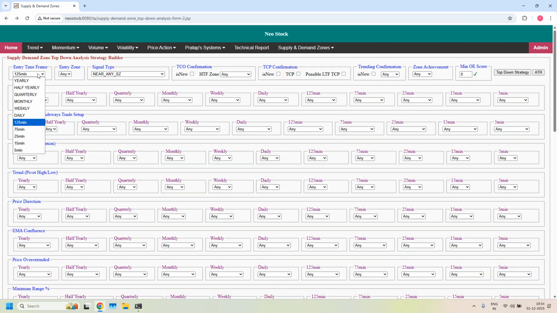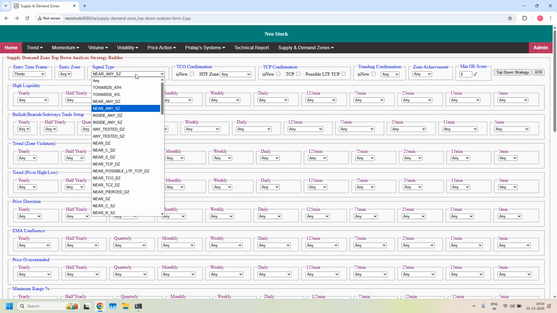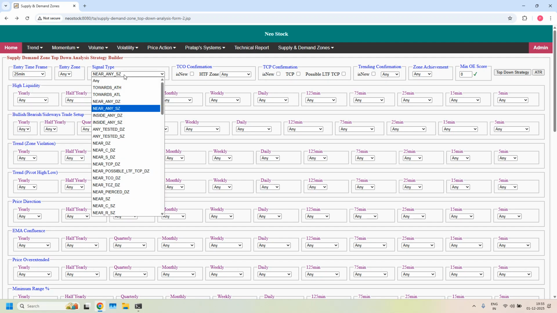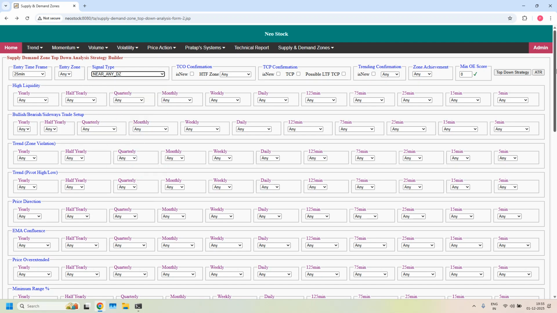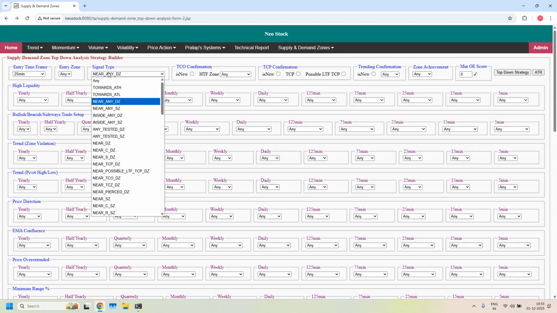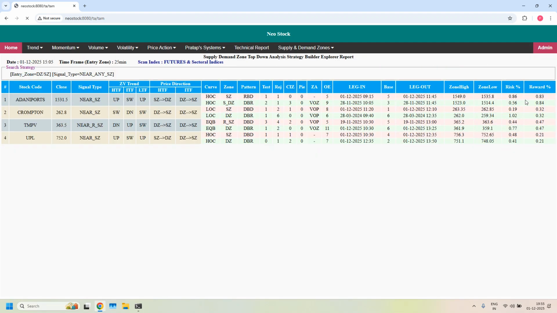Next time frame 75 minutes. Stocks near to the 75 minutes demand zone were already generated in the beginning of the report. So the next time frame, 25 minutes. Stocks near to the 25 minutes demand zone, we got 10 stocks. Next, stocks near to the 25 minutes supply zone, we got 4 stocks.